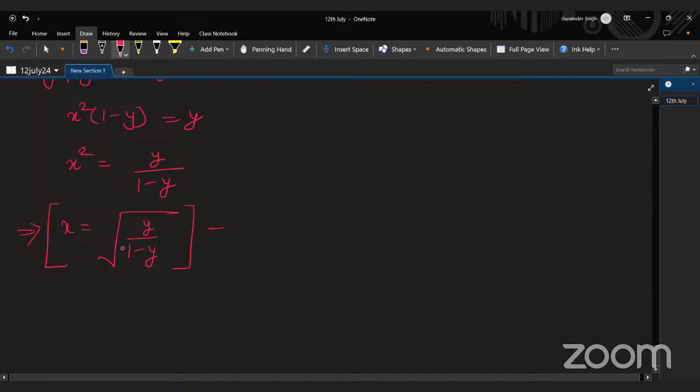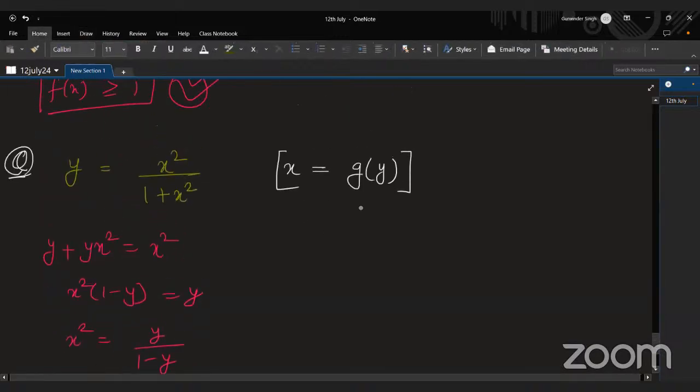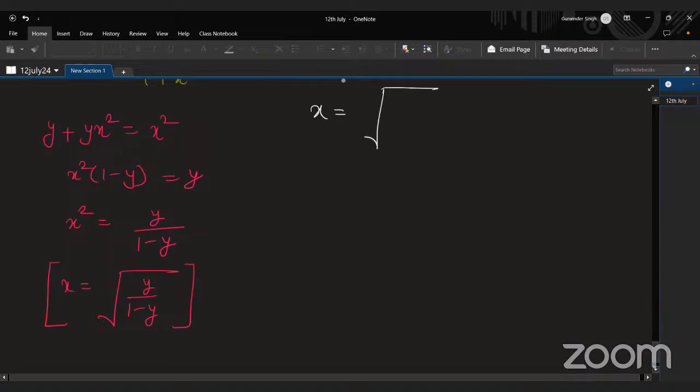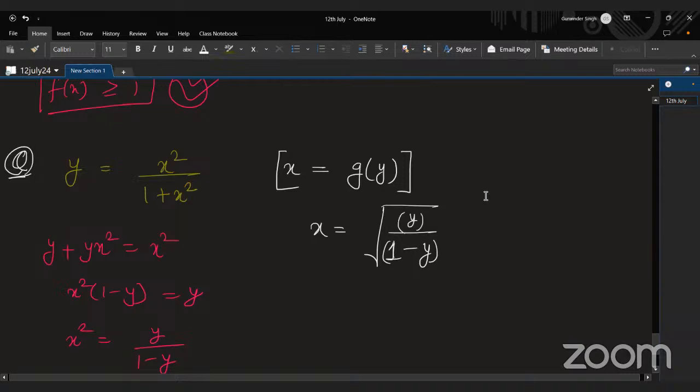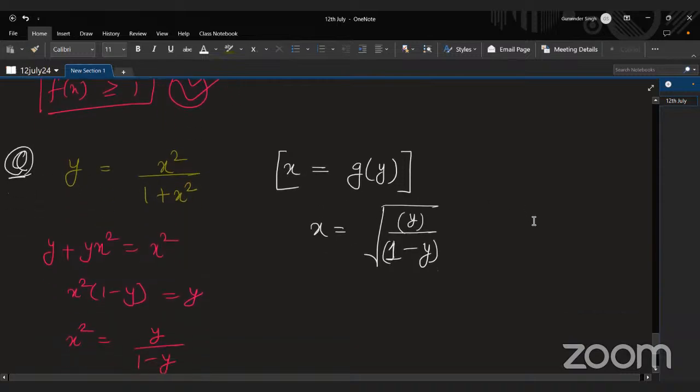Okay, it has come. The thing I was looking for finally came. I wanted x in terms of y. I have got it. What have I got? x is equal to under root y divided by 1 minus y. Oh my god, this has come. Okay, first tell me its domain.